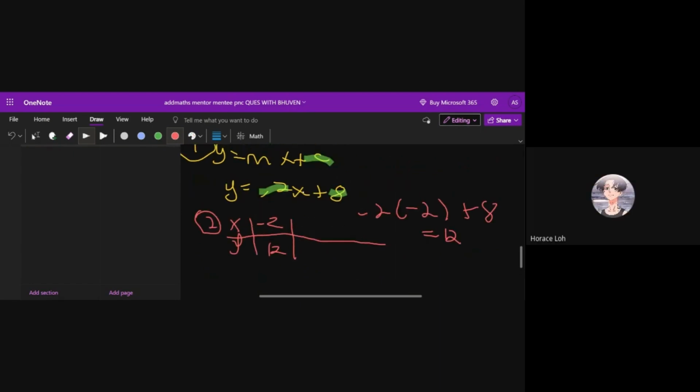So we put all these values in. If -1, you put it inside the equation, you get 10. Then when you put 0, you get 8. When you put 1, it will be 6. When you put 2, you get 4. When you put 3, you get 2. You substitute in the calculator and you get the value.